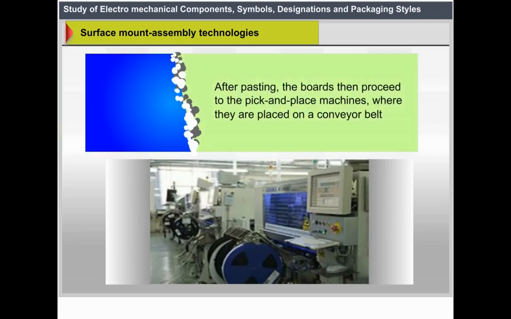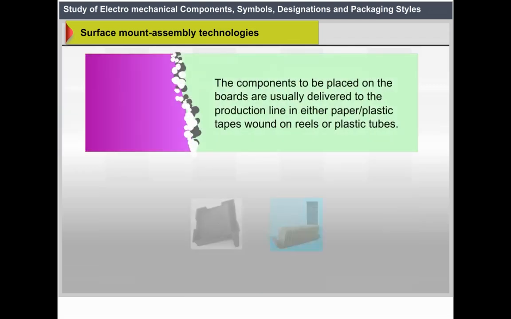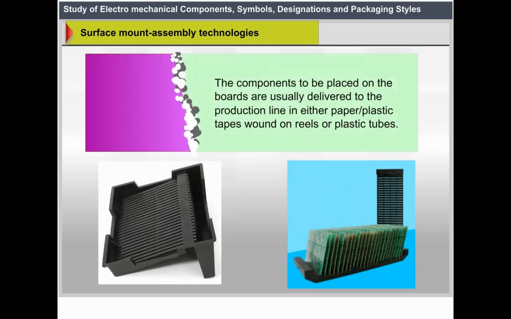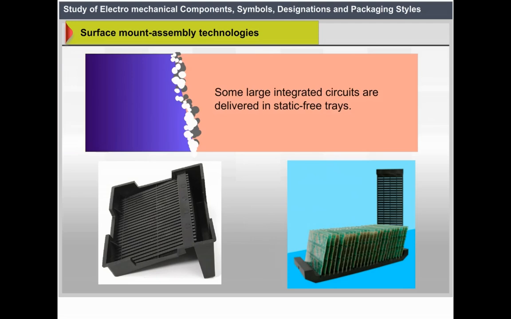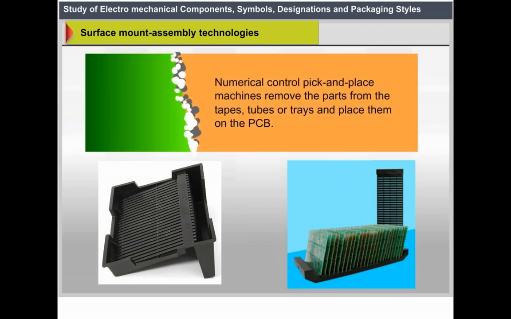After pasting, the boards then proceed to a pick and place machine where they are placed on the conveyor belt. The components to be placed on the boards are usually delivered to the production line in either paper or plastic tapes wound on reels or plastic tubes. Some larger integrated circuits are delivered in a static free tray. Numerical control pick and place machines remove these parts from the tapes, tubes or trays and place them on the PCB.